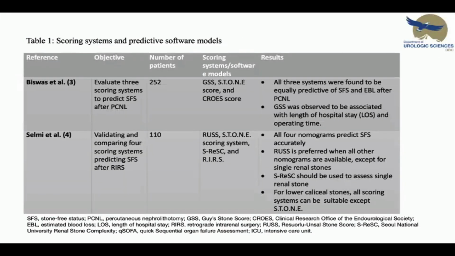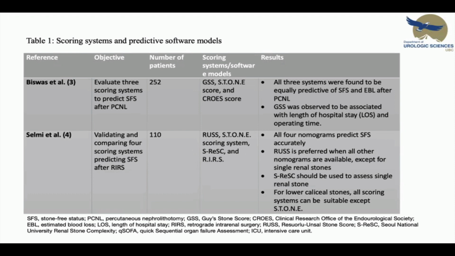There are several studies that have compared these scoring systems and nomograms. We can see Biswas and colleagues compared three different scoring systems using PCNL, and they found that all are equally predictive of stone-free status, but small differences between the scoring systems, such as Guy's score system, was found to be associated with length of hospital stay and operating time.